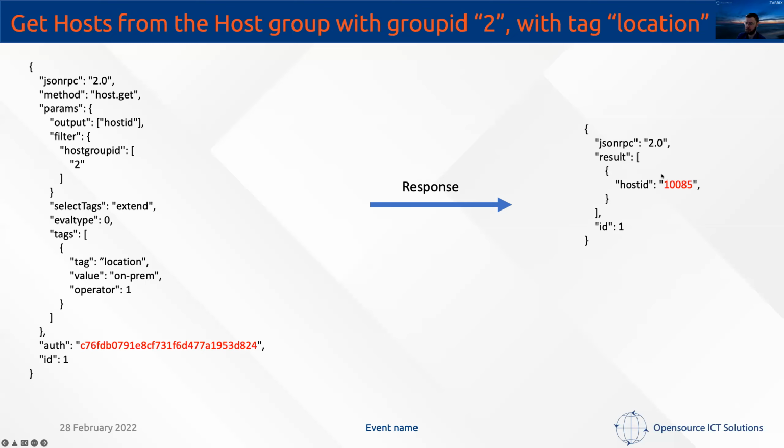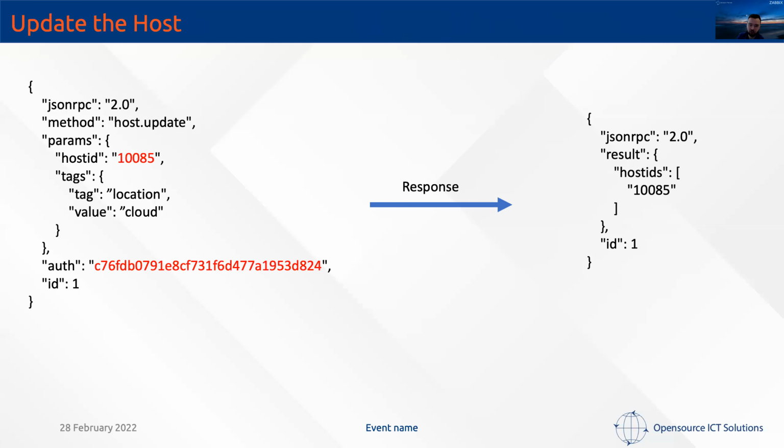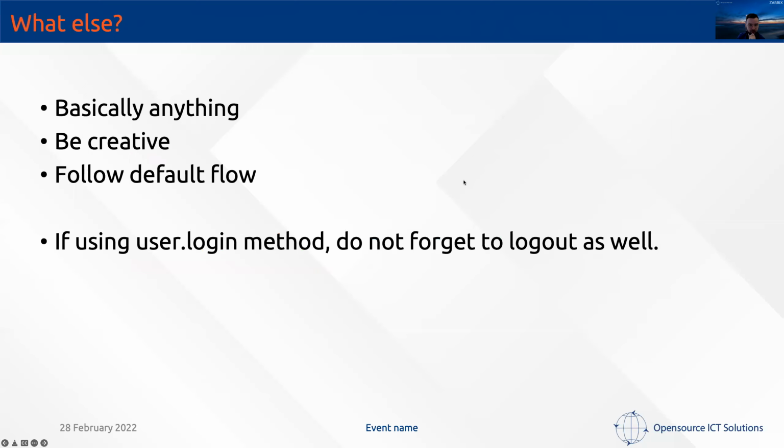The response is that we get a single host with host ID 10,085, and we can use that information in the next API call, which is the host.update method. There we specify that we want to update the host with host ID 10,085, where the tag location has to match the value cloud. And that's exactly what it will do. It will show us which hosts are updated, and the host is now updated in the Zabbix environment.